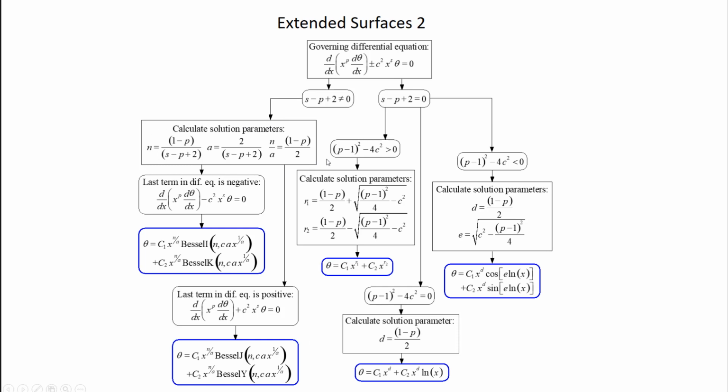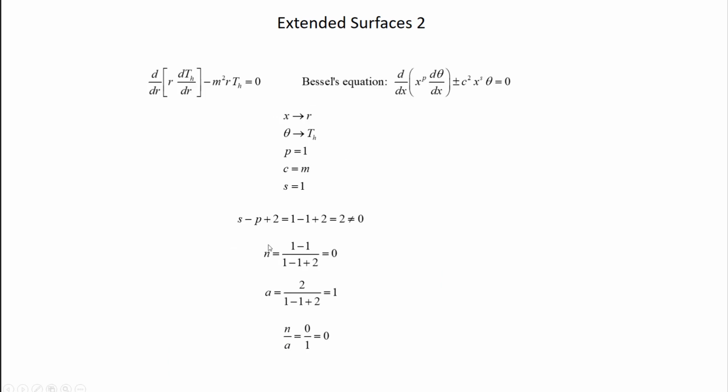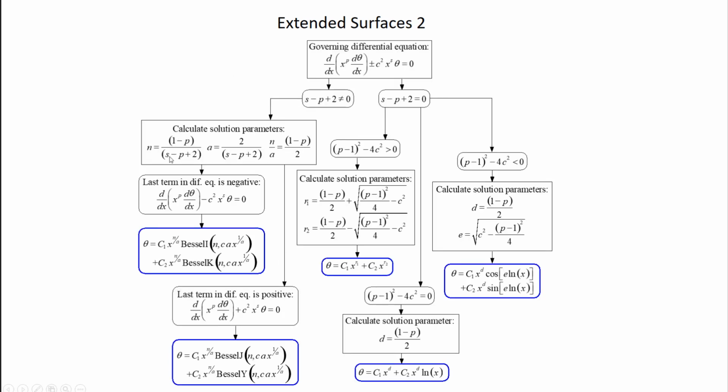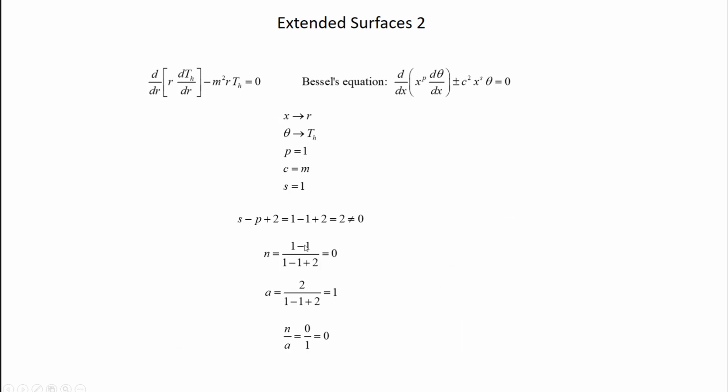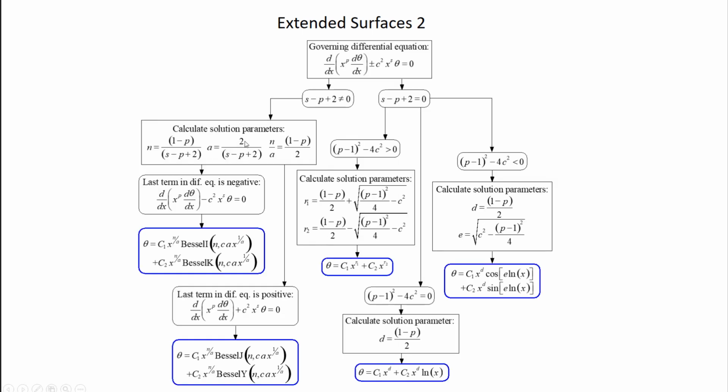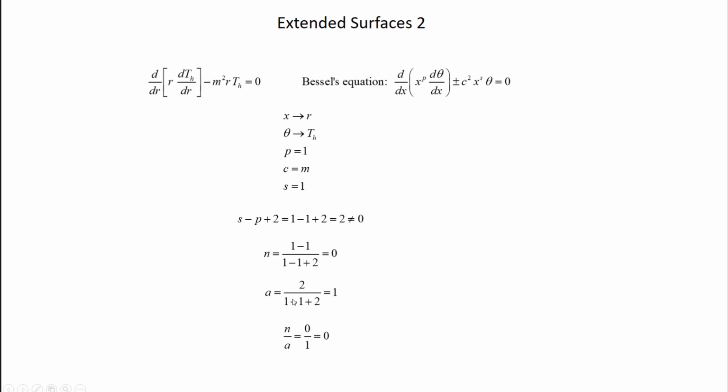The next thing I do is calculate these solution parameters n and a, and then n over a. So n is, let's see, 1 minus p divided by s minus p plus 2. So 1 minus 1 divided by 1 minus 1 plus 2, this is 0. So n is 0. A is 2 divided by s minus p plus 2. So 2, and then 1 minus 1 plus 2. So this is 1. A is 1. And then n over a is 0 over 1 is 0, right?